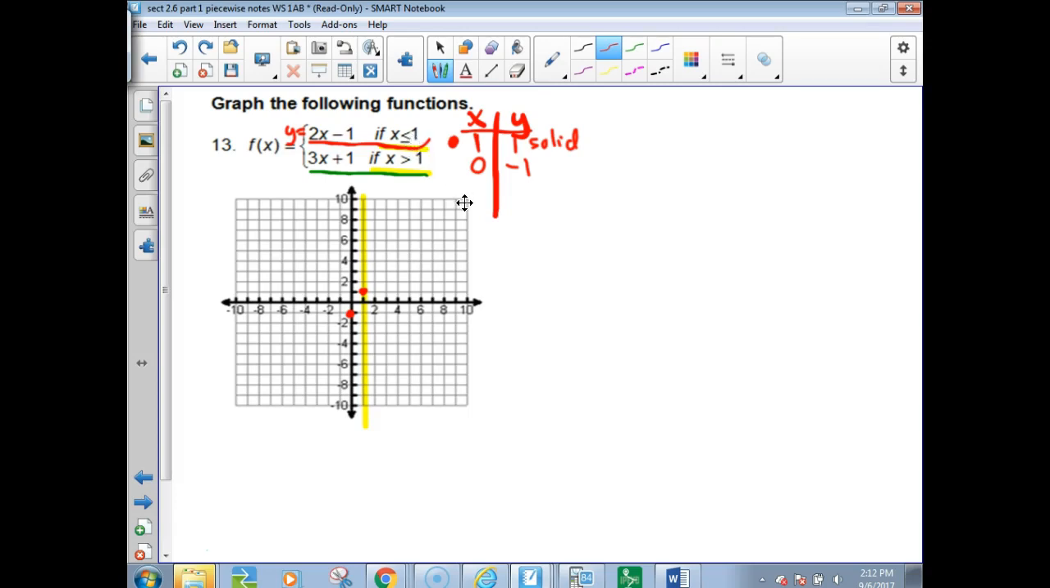Now, I'm going to get another number smaller than 1, negative 1. And I did 2 times negative 1 would be negative 2 minus 1 would be negative 3. All right, so I've got enough points. And I could realize that this has a slope of 2, which is up 2, right 1, up 2, right 1. Or down 2, left 1, down 2, left 1. And that'll give me some more nice points. And then I graph that piece of the line.